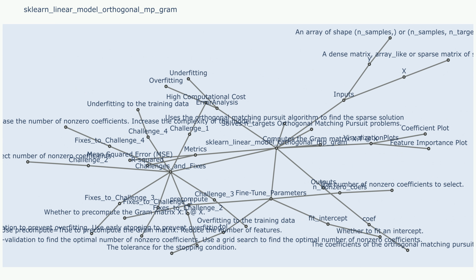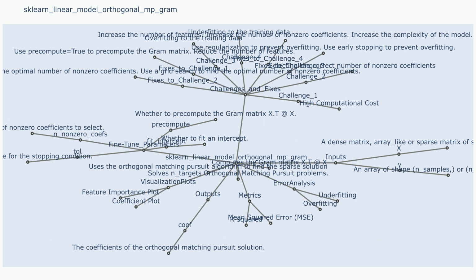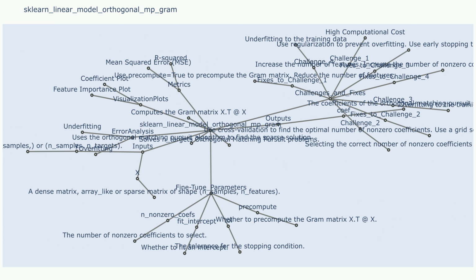Outputs: coef, ndarray of shape n_features, or n_features, n_targets, the coefficients of the OMP solution. If n_targets is 1, the output is a 1D array. n_iters is an ndarray of shape n_targets, the number of active features across every target.